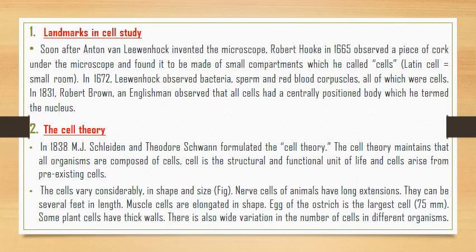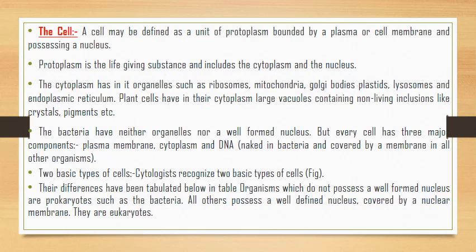Muscle cells are elongated in shape. Egg of the ostrich is the largest cell. Some plant cells have thick walls. There is also wide variation in the number of cells in different organisms. The cell. A cell may be defined as a unit of protoplasm bounded by a plasma membrane or cell membrane and possessing a nucleus. Protoplasm is the life-giving substance and includes cytoplasm and the nucleus.